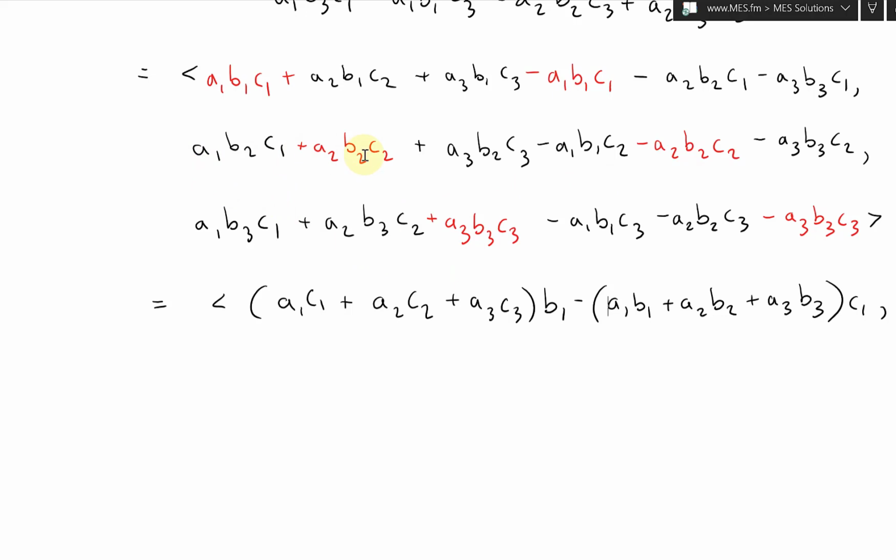So the next one is right over here. So A1, B2, C2. Yeah, so we're going to factor out the B2s. The next one's the B3s and so on. And then this one's C2, C3s. All right, let's do that.